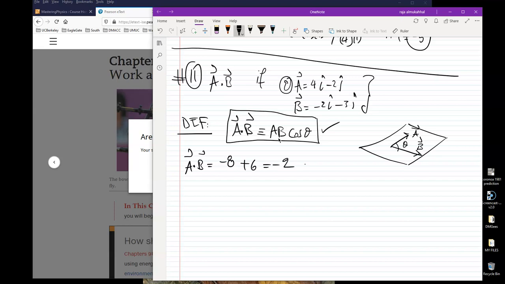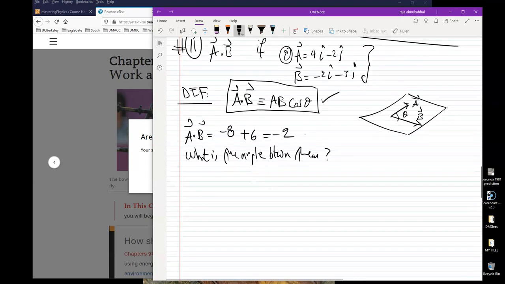Got it? Okay. Now let's say I'm asking you, what is the angle between them? Well, I can use this definition. A dot B is negative 2. And A and B, well, let me find A first. What is A? Basically, the scalar value of A is this.